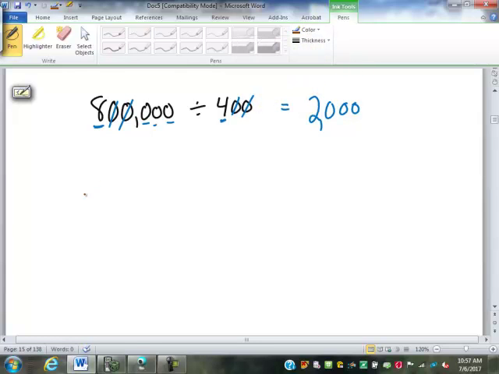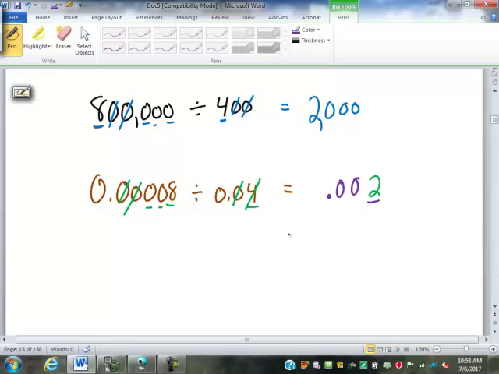For decimals, let's say we have 800 thousandths divided by 4 hundredths. Well, 8 divided by 4 is still 2. Remember, with decimals, it's not zeros, it's decimal places. So I cancel out 2 decimal places, there and there. So I'm left with 1, 2, 3 decimal places. Does that make sense?